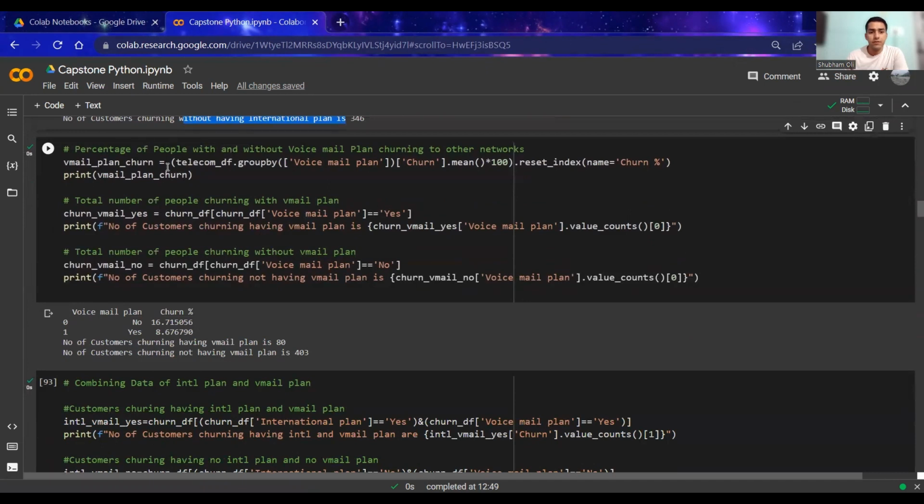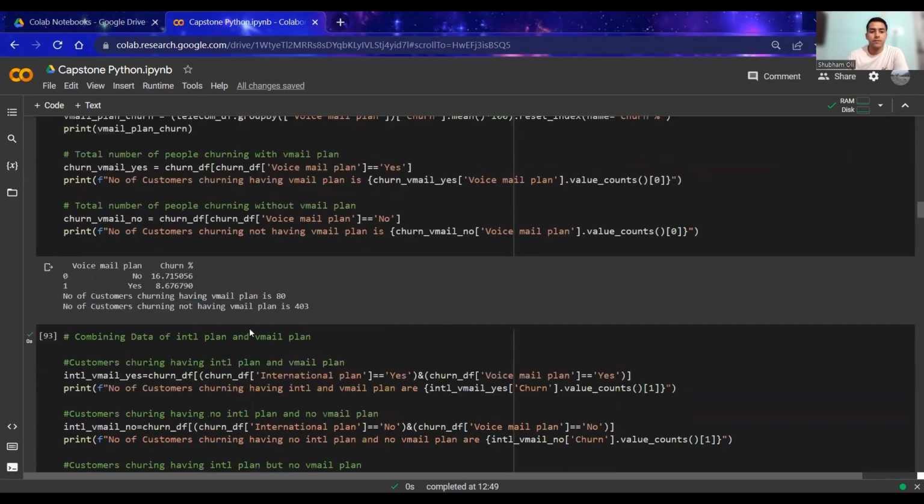Now percentage of people with and without voicemail plan churning to other networks. So number of customers churning having voicemail plan are 80, and number of customers churning not having voicemail plan are 403. So this is the percentage of both of them.